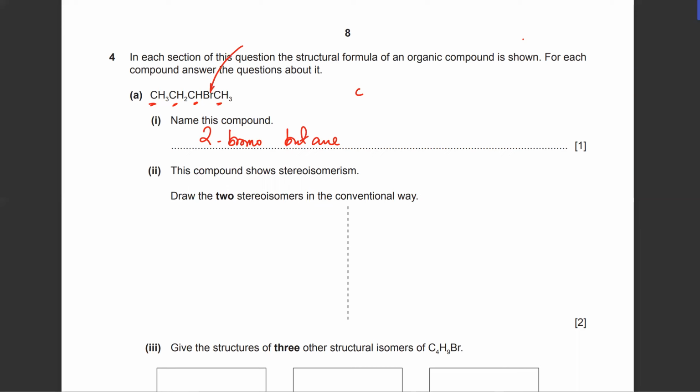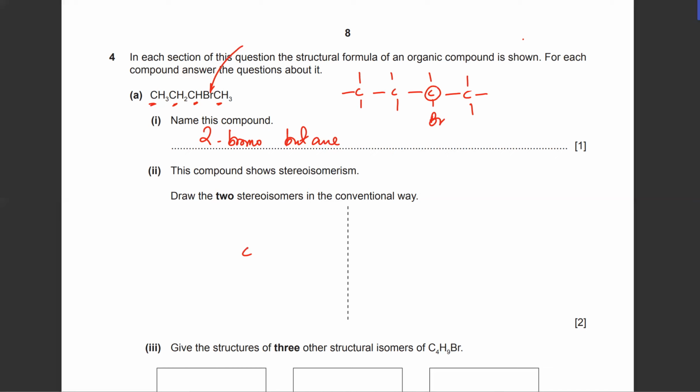Okay. The first carbon has 3 H's. The second one has 2 H's. The third one has an H with a Br. And then you have the fourth one, which has 3 hydrogens. So it's a saturated molecule. This compound shows stereoisomers. Draw the 2 stereoisomers in the conventional way. So there is stereoisomerism happening at this carbon. We're going to draw the stereoisomers in the conventional way.